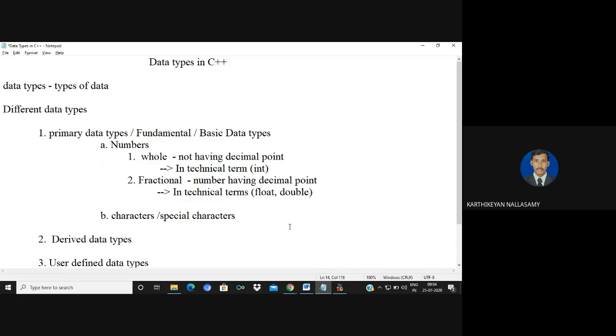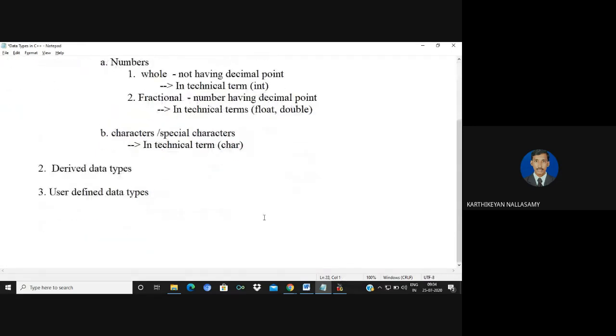For a character or special character representation, in technical terms we call it a character, normally a character variable. Now I'm going to define the memory size, the minimum value, and the maximum value. Here I'm going to define my data type, the amount of memory allocation in bytes, the minimum value, and the maximum value.